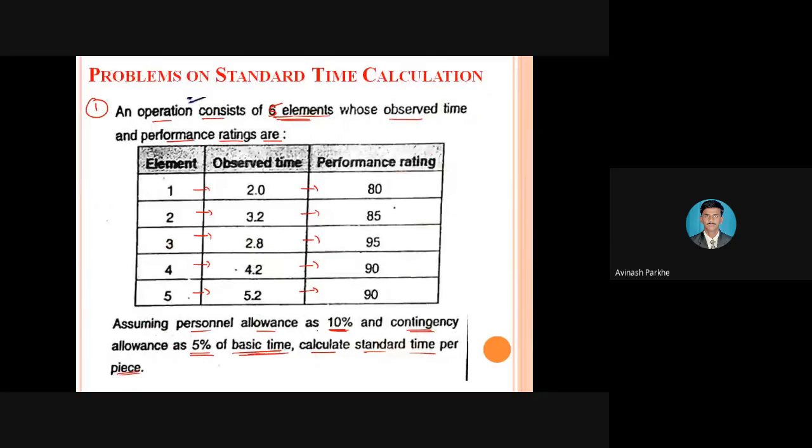The personal allowance is given 10% on basic time. And 5% contingency allowance is also given on the basic time. On basic time or on normal time, 5% contingency allowance is given.